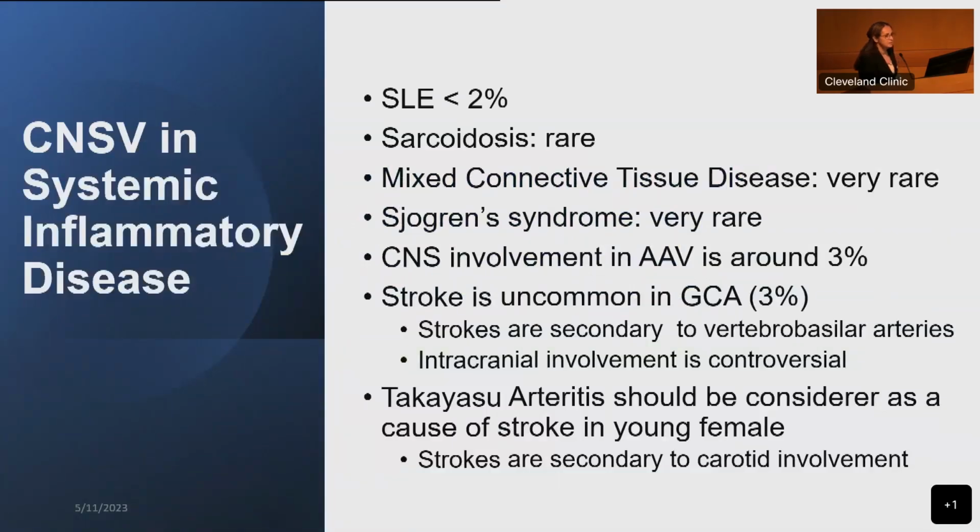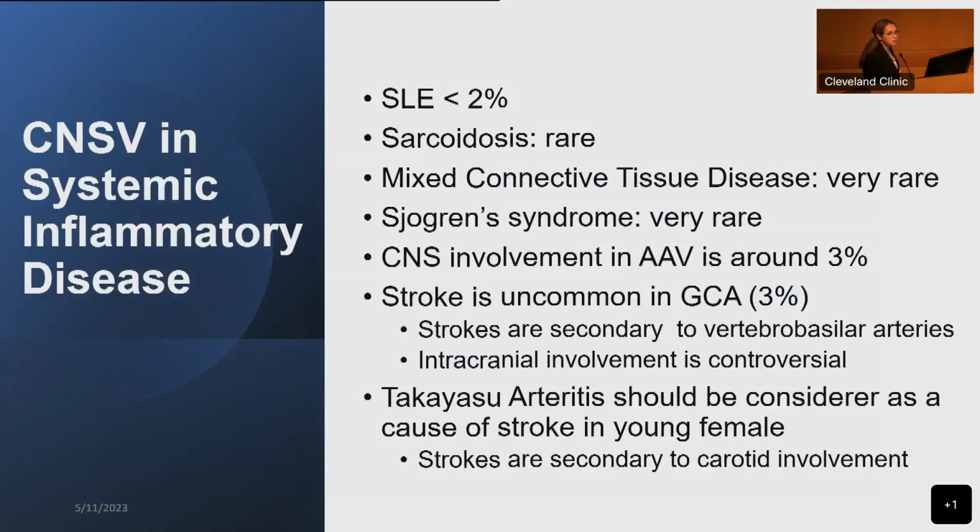CNS vasculitis in systemic diseases in SLE is extremely rare. Neuro lupus is not the same as CNS vasculitis. It's mainly affecting the parenchyma, not the vessels. CNS vasculitis can occur really in sarcoidosis, mixed connective disease, Sjogren. CNS involvement in ANCA-associated vasculitis is about 33% of the cases.